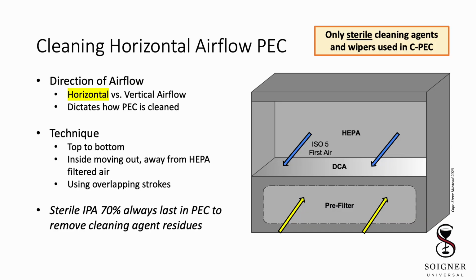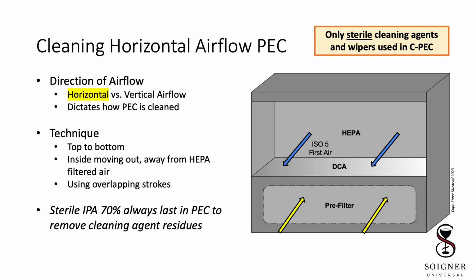For cleaning and disinfecting a horizontal airflow PEC, or primary engineering control, where the air is flowing horizontally out into the surrounding environment, the desired process would be to use one saturated sterile wiper per surface and start from the top, moving down to the bottom and working from the interior of the PEC and moving outwardly away from HEPA-filtered air using overlapping strokes. Also, it's extremely important to ensure that the sterile cleaning and disinfecting agent remains wet on the surface for the manufacturer's specific dwell time.